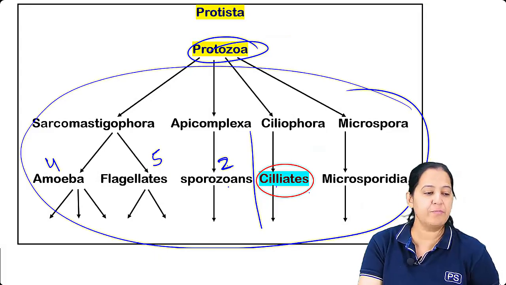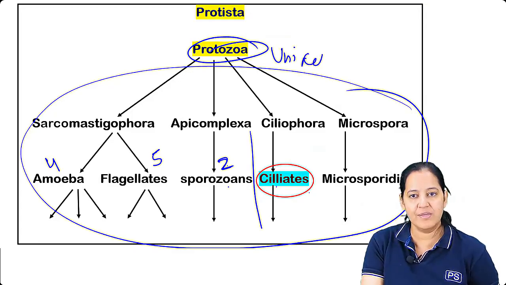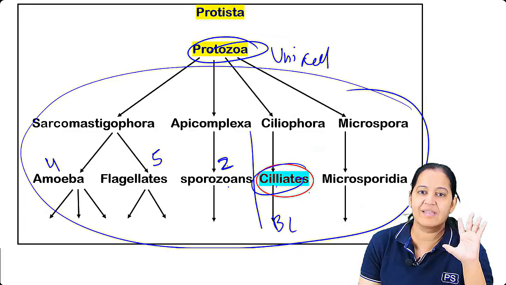What is the difference between protozoa and metazoa? These are unicellular. Metazoa are multicellular. These all are unicellulars. But ciliate is largest. Balantidium coli is largest among them.